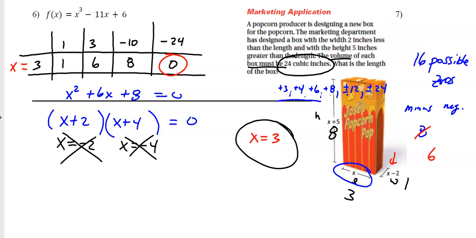All right, hopefully you got some practice at using the rational root theorem, creating a synthetic division table for a shortcut to help us find some of those rational zeros.